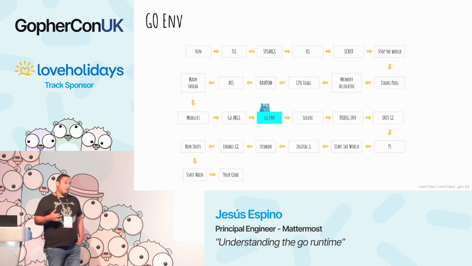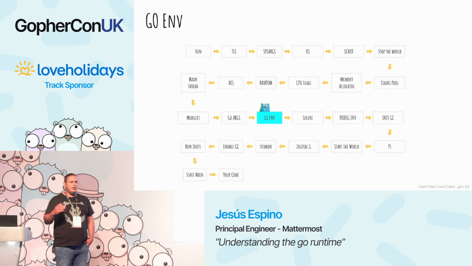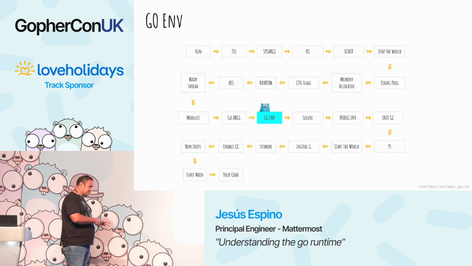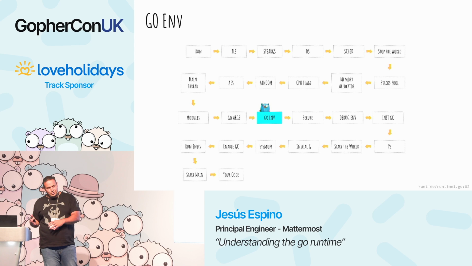The GoEnvs does something very similar: it initializes the environment variables in a global variable in the runtime, and exposes that to the syscall package, and the syscall package exposes that to the OS package.